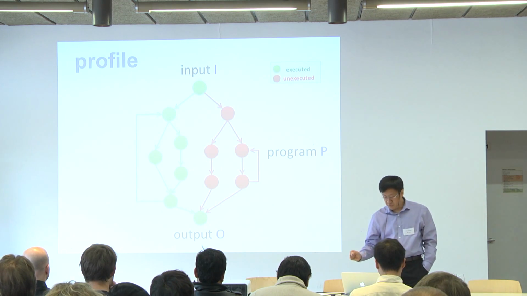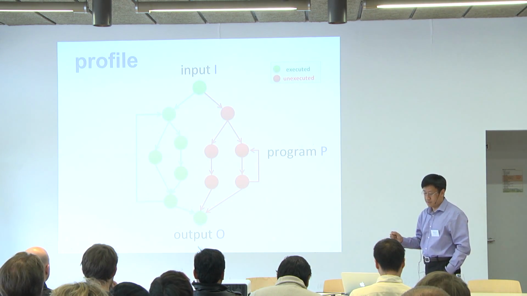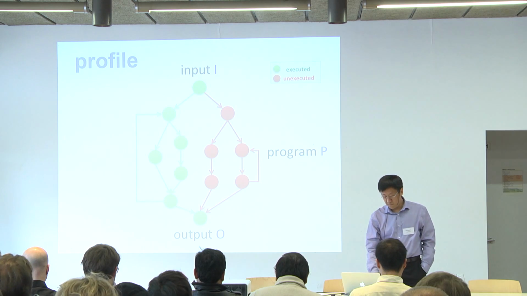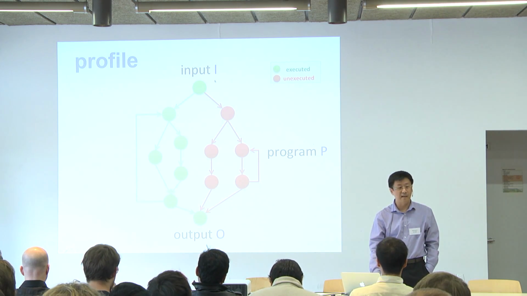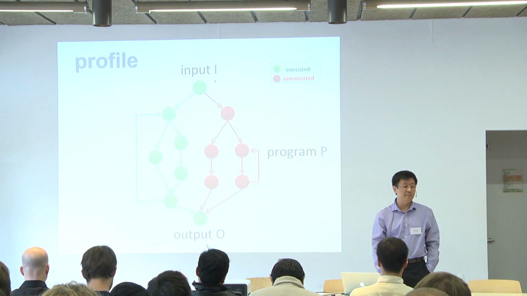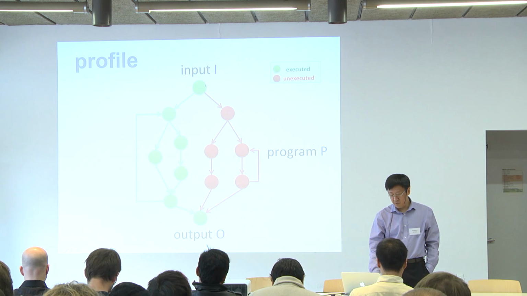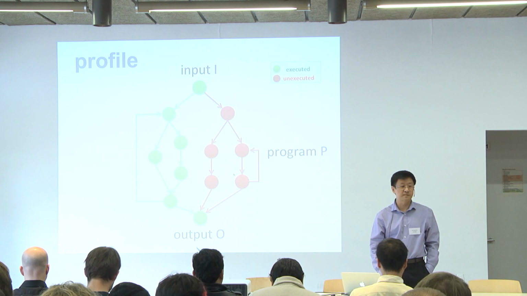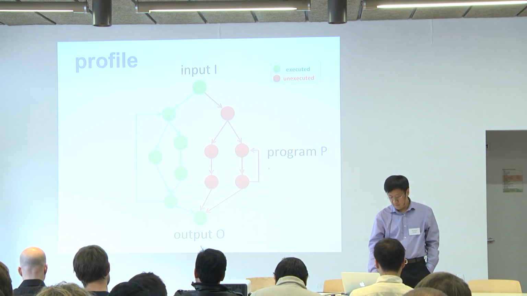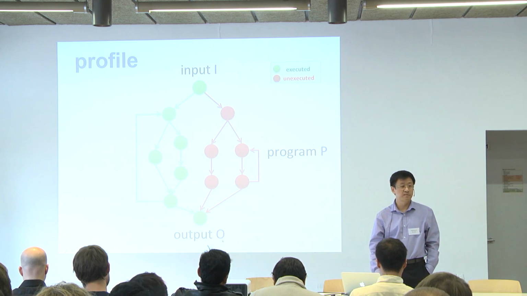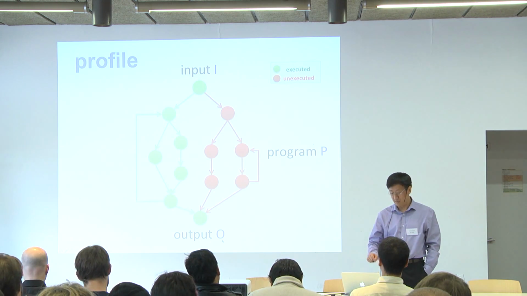Let me use a picture to illustrate the idea. We have the program P, the seed program, and a given input I. We profile the run of program P on input I. All the green nodes here are the executed ones, and all the red ones are not executed in the program run on this input I. We also record the output of the run of P over I.